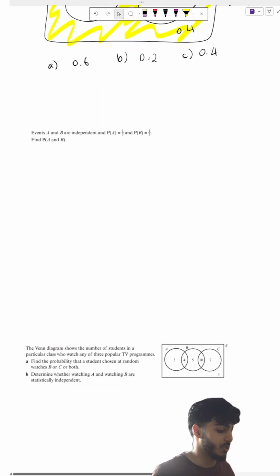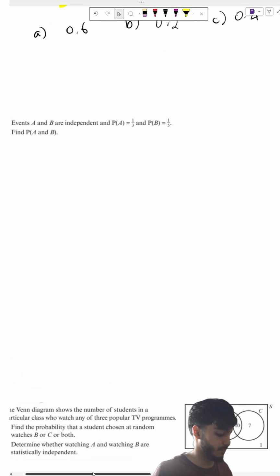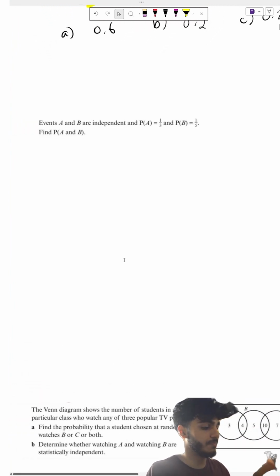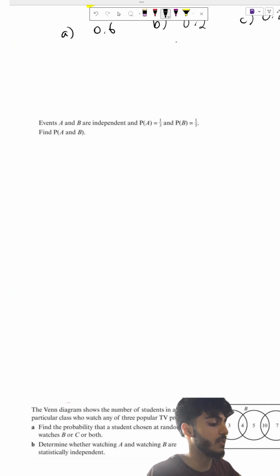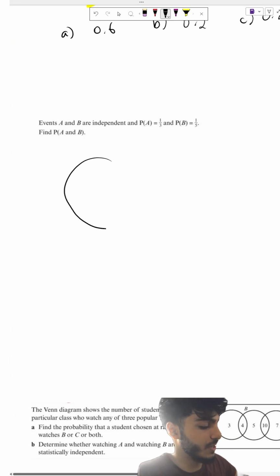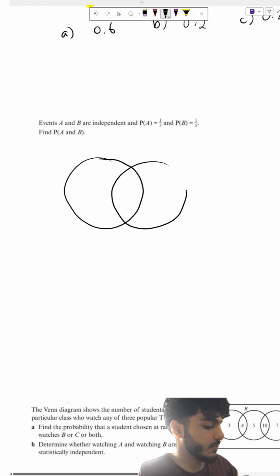And we're going to go to the next question. We have some independent probabilities. The events A and B are independent, and the probability of A is 1/3 and the probability of B is 1/5. Of course. Okay, so first thing I'm going to do, I'm just going to draw A and B like so.